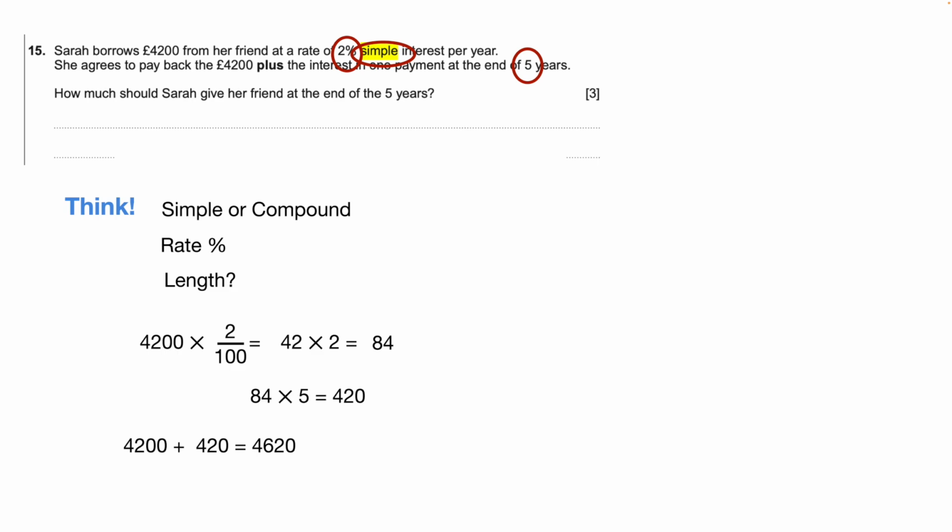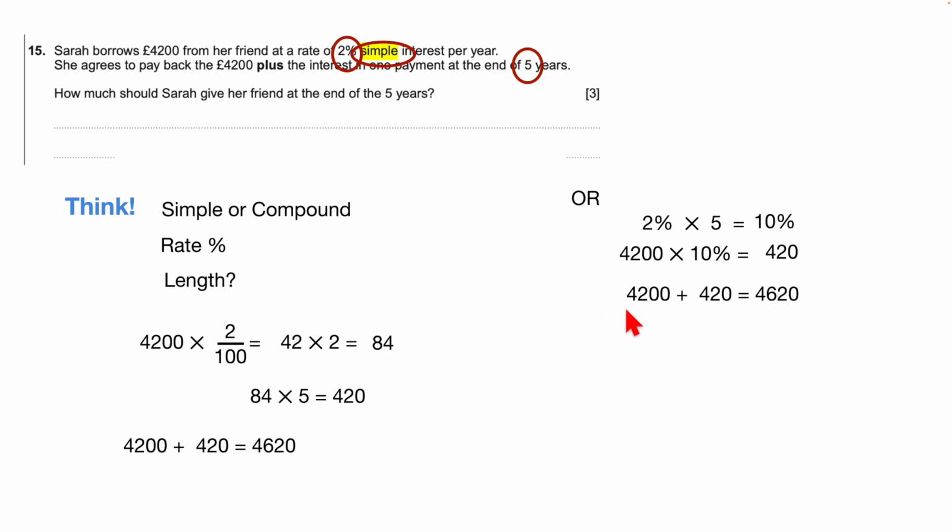Now, it did occur to me after I'd done that, there is another way, a simpler way of doing it. Each year I'm paying 2%, and there's 5 years, so 2% times 5 is equal to 10%, that's the interest. 4,200 times 10% is 420. Bit easier this way. And again, I have to pay the lump sum that I borrowed plus the interest. So that's 4,620.